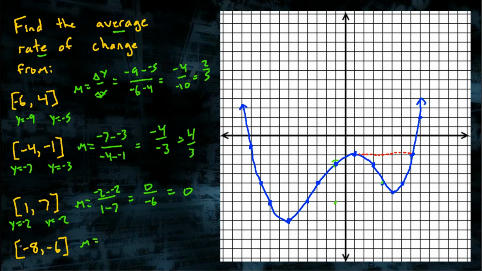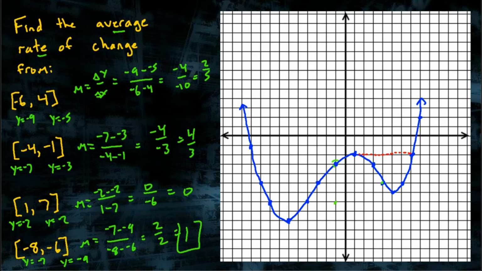And finally, if we do this one, -8, that's going to be this point right here. So that is going to be y equals -7. And to -6, we already found that that's y equals -9. So our change in y is going to be -7 minus -9, all over -8 minus -6. So that's going to be 2 over 2, which is 1.